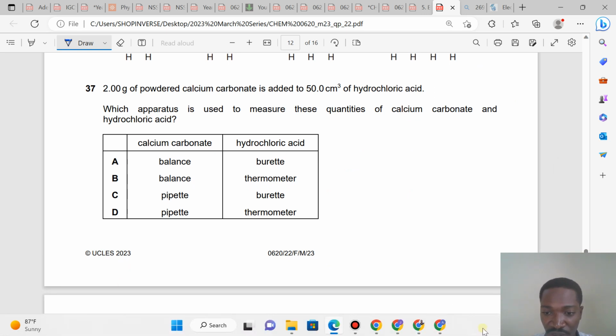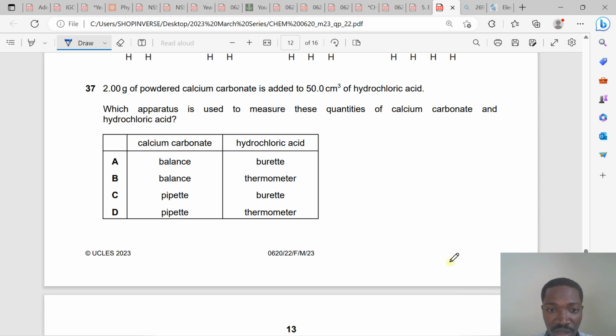Question 37 says, 2 grams of powdered calcium carbonate is added to 50 cm cube of hydrochloric acid. Which apparatus is used to measure these quantities of calcium carbonate and hydrochloric acid? How do you measure calcium carbonate? It is a solid, or at most in powder form. If you want to measure it, take note that you are measuring the mass. What do you use to measure mass? A balance. So we use a balance to measure mass.